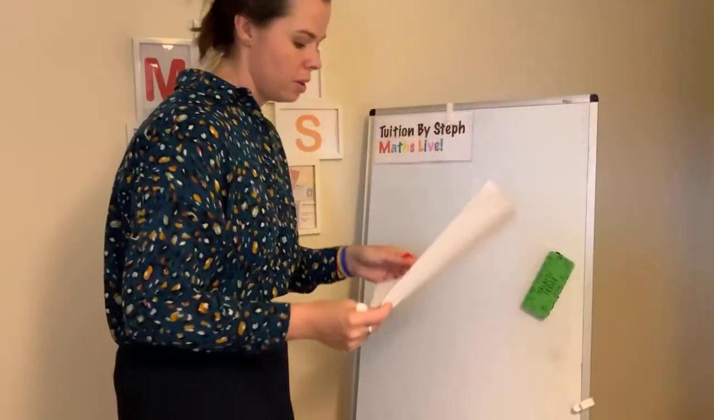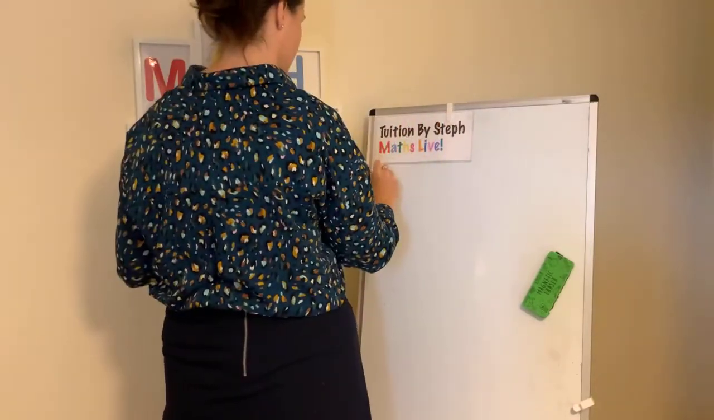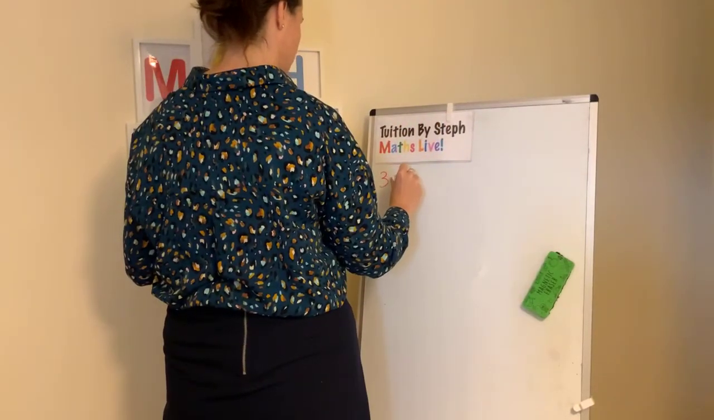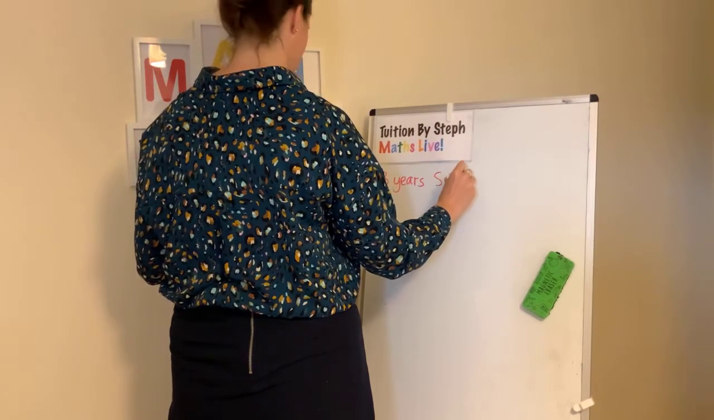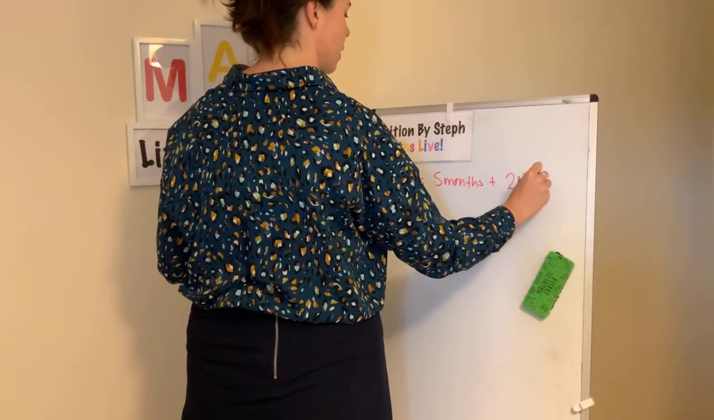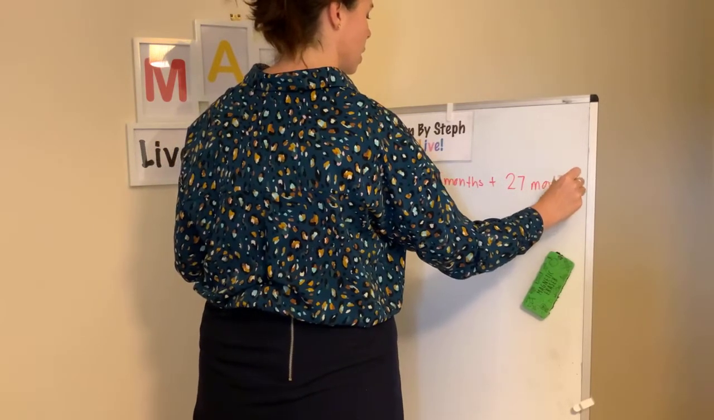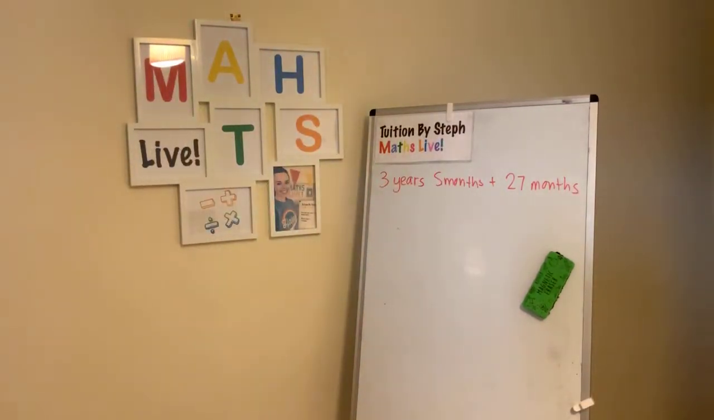Okay, let you have a go at, I'm going to jump down to C. I'll come back to number 2. 3 years and 5 months. Add 27 months. Give that a go. So I've jumped down to C. I will come back to B.